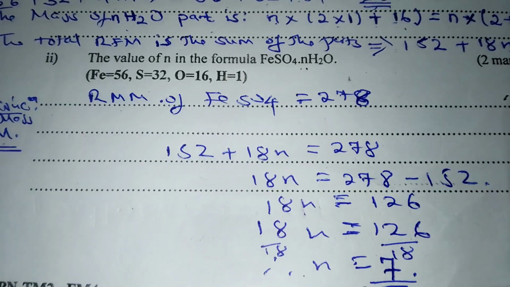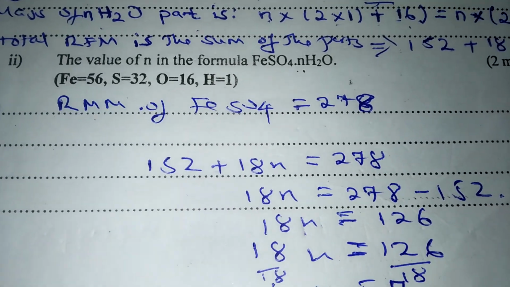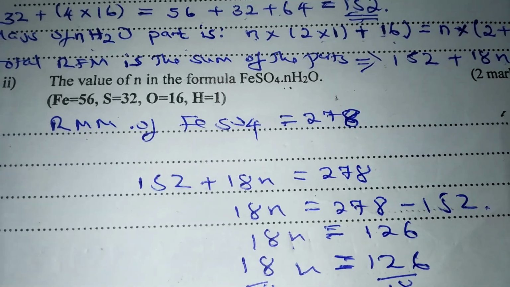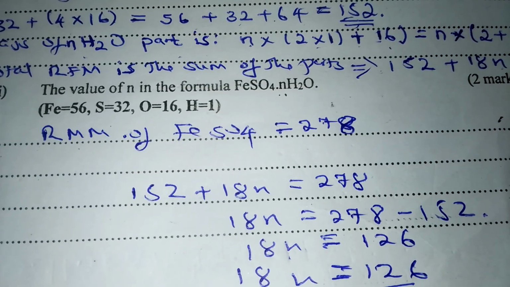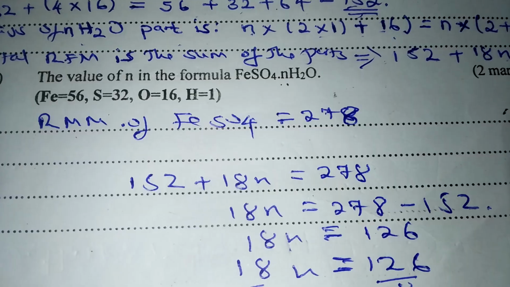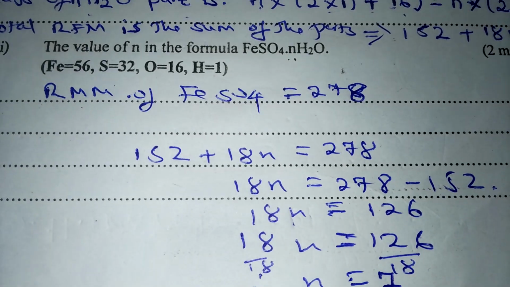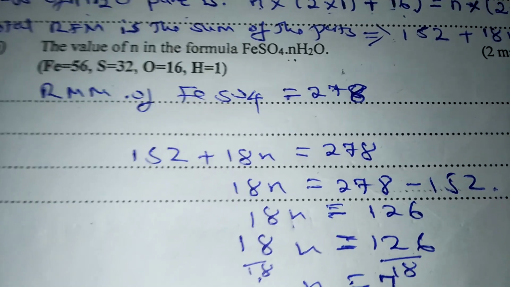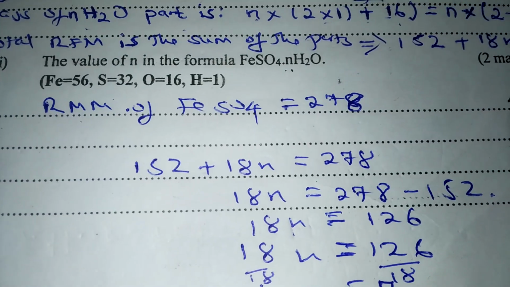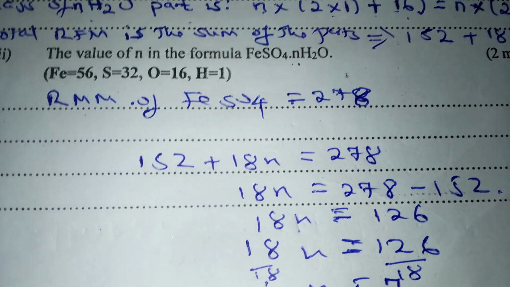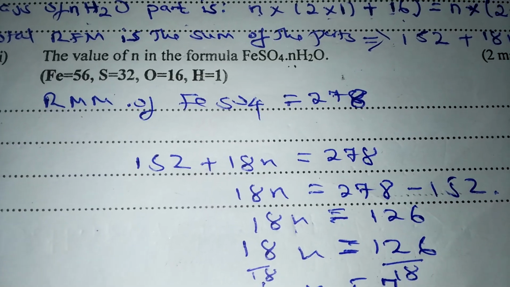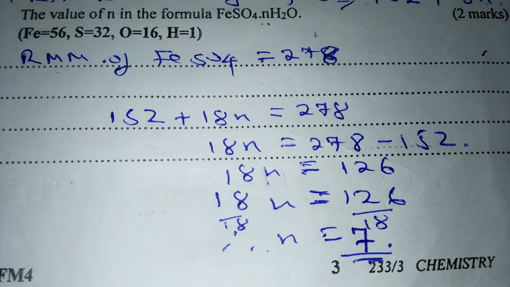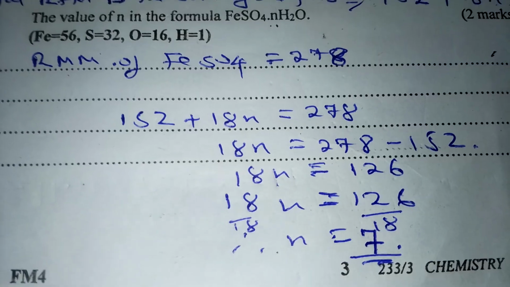So we took the like terms together by putting 152 on the other side. If it crosses the equal sign, it becomes negative. So we subtracted 152 from 278, and then we got 126. 18n is equal to 126. For us to get the value of n, we divide each side by 18, so that 18 cancels 18, and n is equal to 126 divided by 18, which was giving us 7.